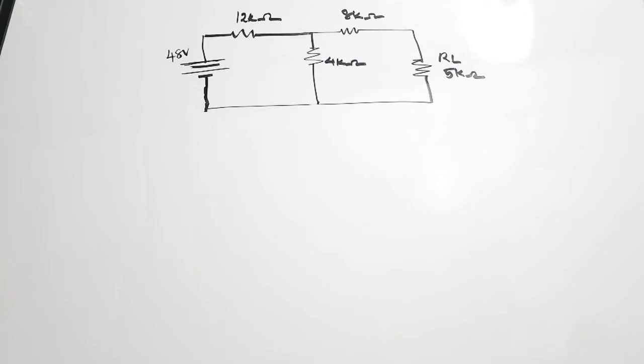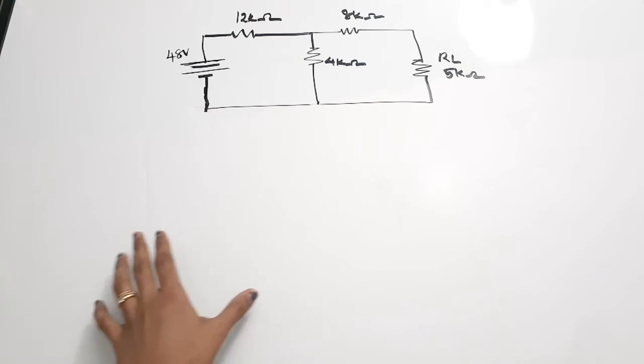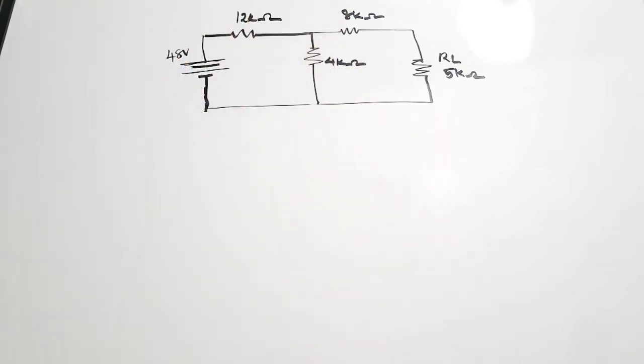I've done a detailed video on Thevenin's Theorem, the step-by-step process. Anyway, while discussing this question, I will be doing two questions in this video. So this is the circuit we need to simplify. There is a load resistance of 5 kilo ohm.